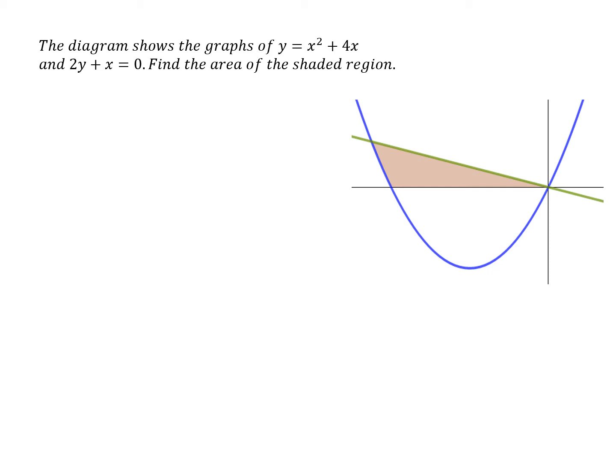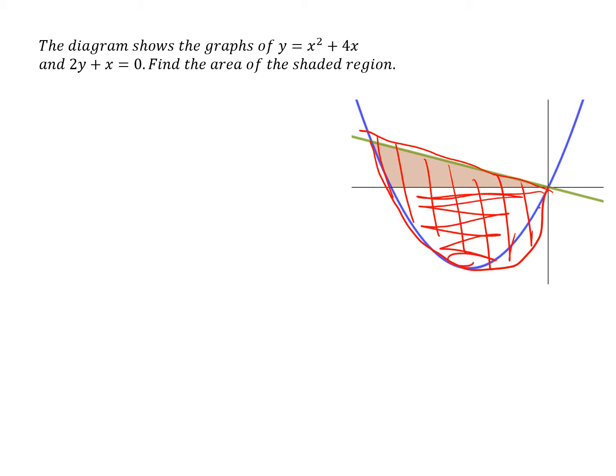One of which would be to calculate the area between the line and the curve, this area here, and then subtract the area beneath the x-axis. That would be one way of doing it. But what I'm going to do is to find this point of intersection and treat this as a triangle. So I need to find the points of intersection between the line and the curve first.